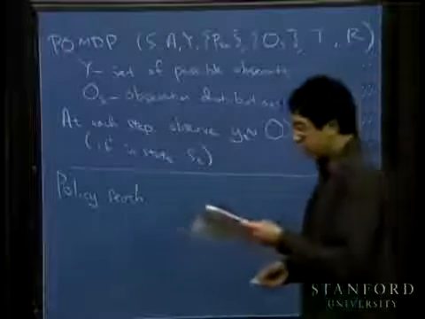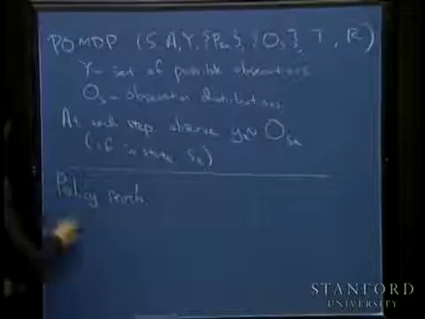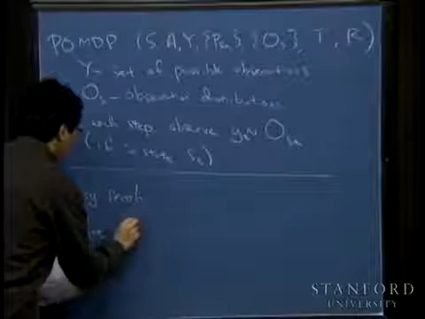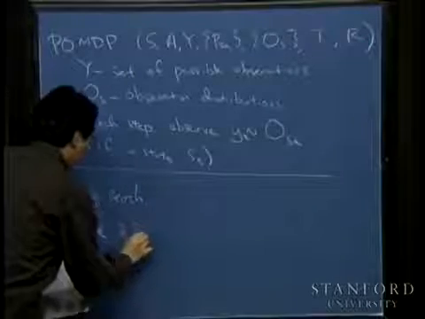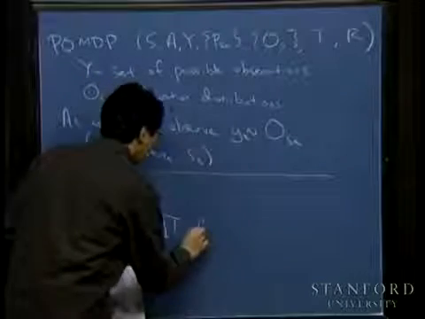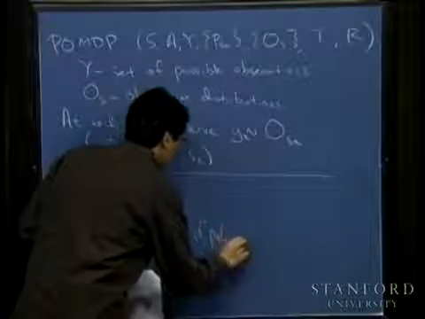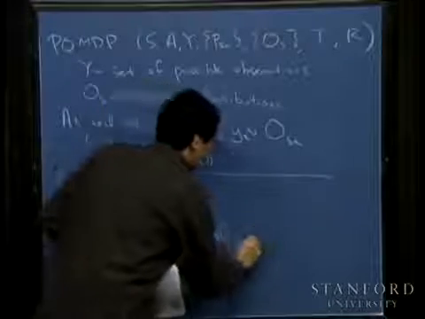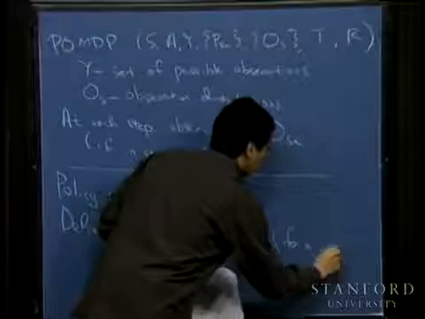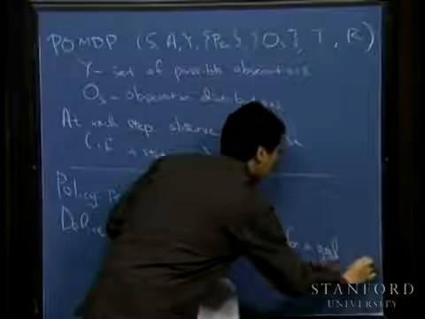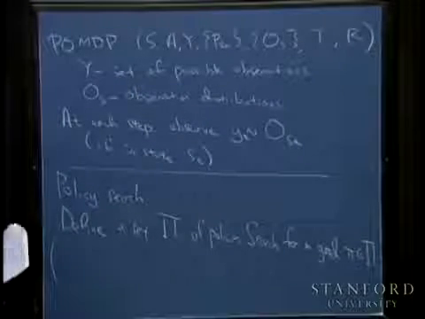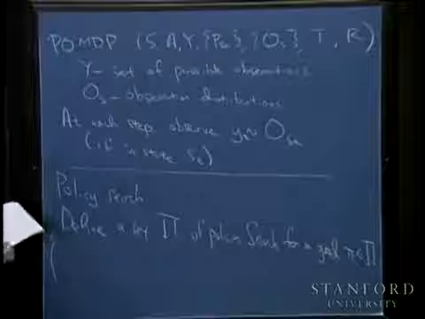So here's what we're going to do. In policy search, we're going to define some set, which we denote capital Pi, of policies. And our strategy is to search for a good policy, little pi, in the set capital Pi. Okay?